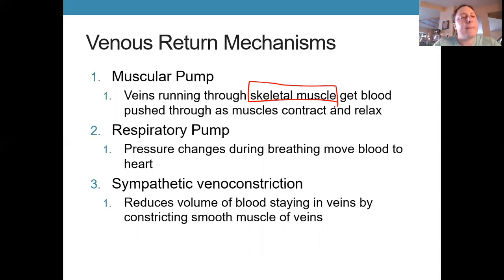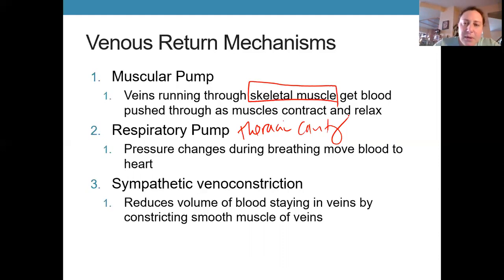The respiratory pump kind of works in a similar way. So blood vessels within the thoracic cavity can have their flow enhanced or inhibited by the pressure changes within the thorax when you're breathing. We'll talk more about those pressure changes next week when we get to the respiratory system. But basically, breathing in and of itself can kind of aid in venous return.